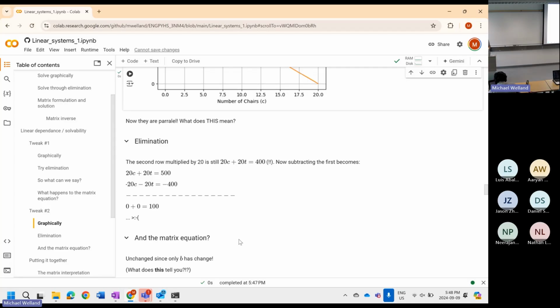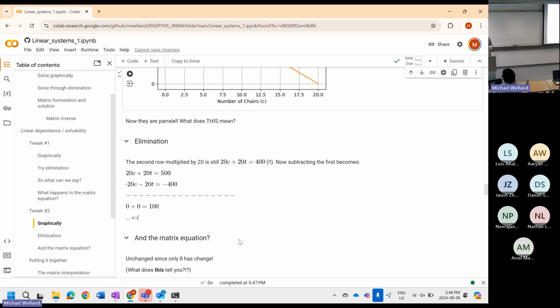What happened to the determinant? Anybody? It didn't become 0. It's still 0. Just by changing the total budget from 400 to 500, we didn't do anything to the matrix, right? We still had the individual prices of the chairs and tables. And that's important because it means the invertibility of the system A doesn't depend on B. It's a property of the matrix itself, not the constant on the other side.